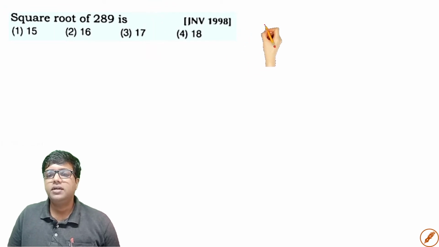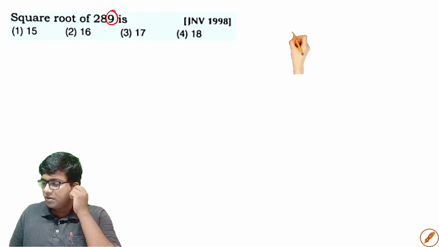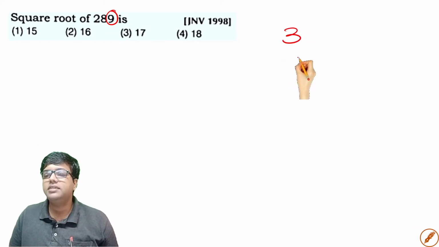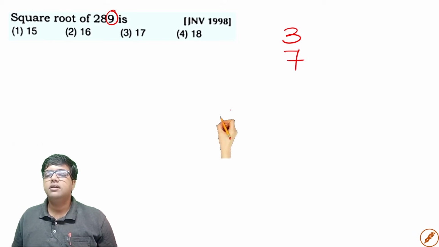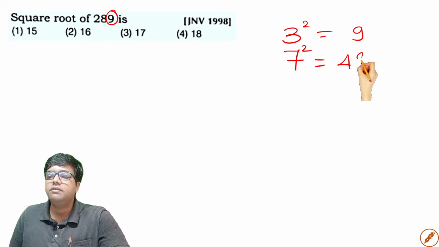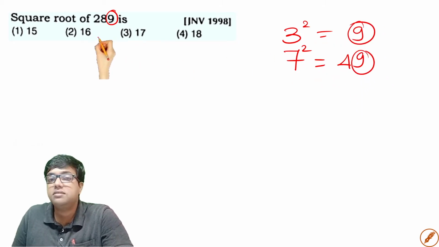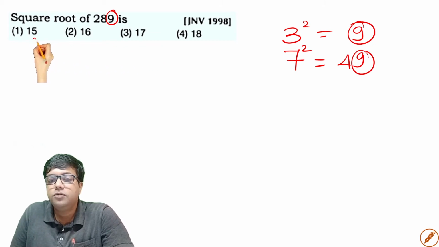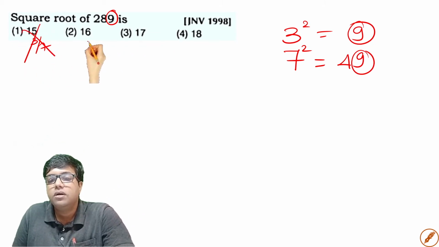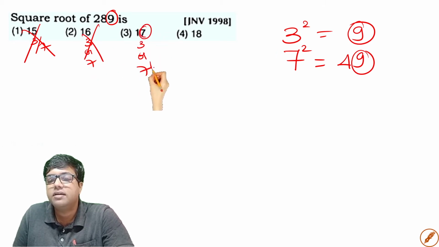Square root of 289. So again the last digit is 9. The number which is a perfect square ending in 9 should have the unit digit as 3 or 7. So 3 square will end with 9, and 7 square will always end with 9. So these are the only two numbers with which we can guess and eliminate the wrong options. Do we have 3 or 7 here? No. Do we have 3 or 7 here? No. Do we have 3 or 7 at the end? Yes, we have 7.